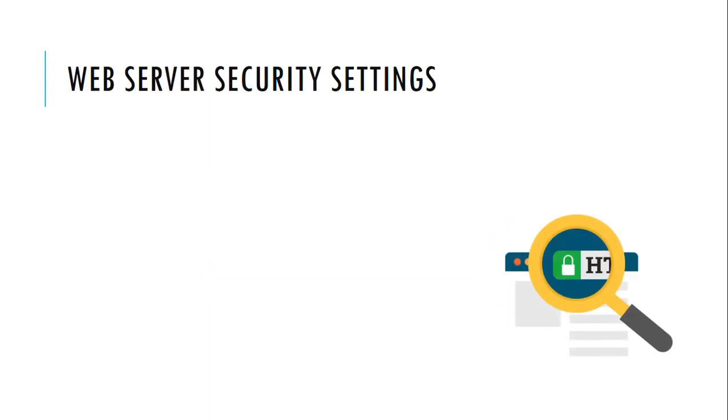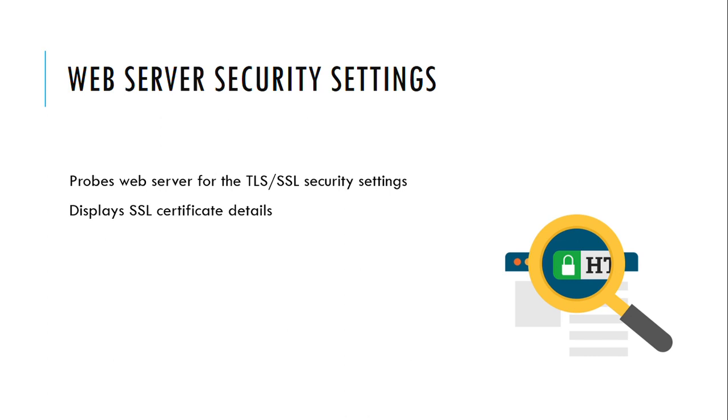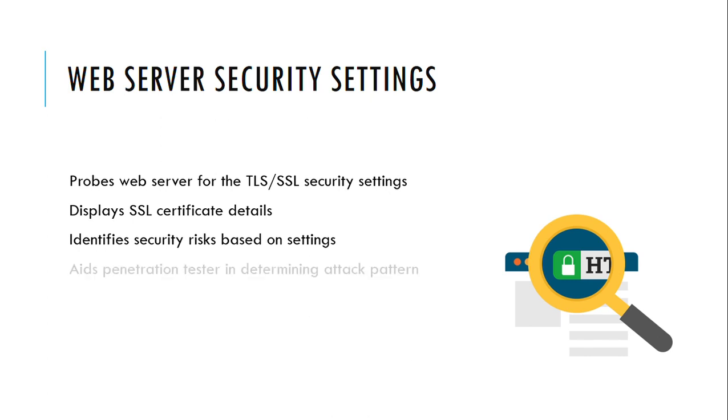The second requirement is web server security settings. This requirement will have the software probe the web server to determine what their security settings are, primarily TLS and SSL settings. It'll also pull down any details about the certificate and the trust settings, and if it was properly installed. Based on those settings, it will be able to identify risks that would commonly come with outdated TLS protocols, and then determine how the penetration tester could attack that particular domain and execute attacks against it.